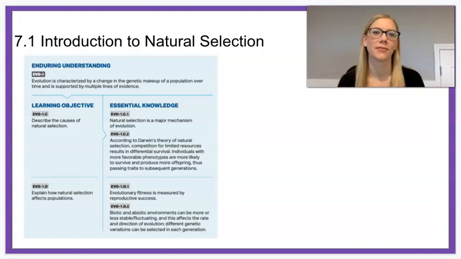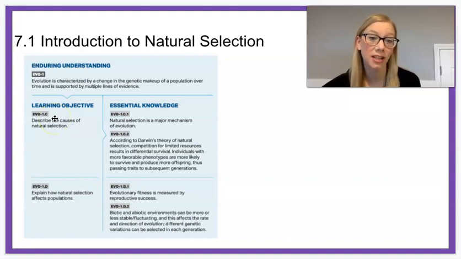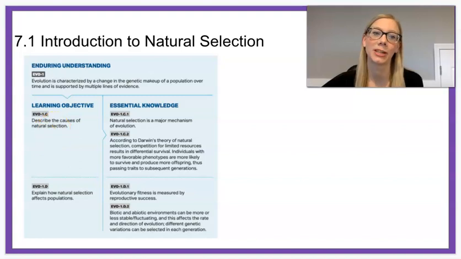So we're starting off at 7.1, Introduction to Natural Selection. Basically, we're going to try and describe the causes of natural selection and explain how natural selection affects a population. Here we go.